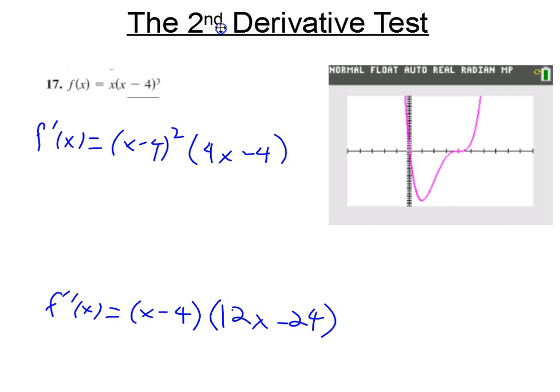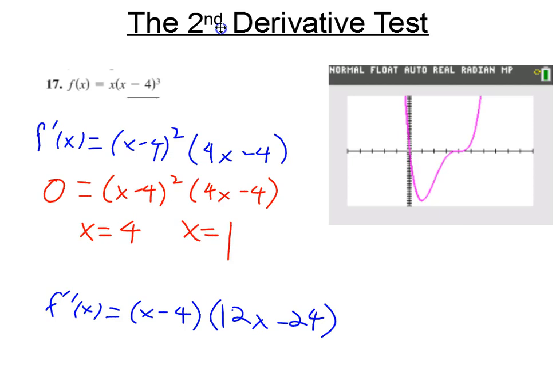If I set the first derivative equal to 0 and solve, I get my critical values, which would either be local maxes, local mins, or points of inflection. So if I solve these, from the first parenthesis I get x equals 4, and from the second parenthesis x equals 1. So I know that at x equals 1, I've got some type of critical number. Now, if you look at the graph, I know it's a local minimum. I know that at x equals 4, I've got some kind of critical number, and again, that's going to be either a local min, local max, or some type of point of inflection.